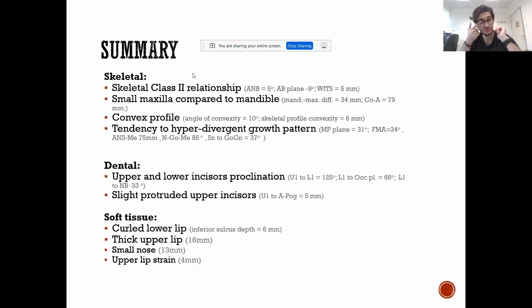So as a summary, we have a skeletal class 2 patient. A and B is 5, the AB plane is -9, and according to Wits it's 5 millimeters. So everything says it's a class 2 case. Here we said that we have a big mandible compared to the maxilla; you have to change that. Yes, I have to change it. We have a convex profile; the angle of convexity is 10, and the skeletal profile convexity is 6 millimeters. The tendency is actually a hyperdivergent growth pattern, high mandibular plane angle, FMA. What is his age? He's still growing.